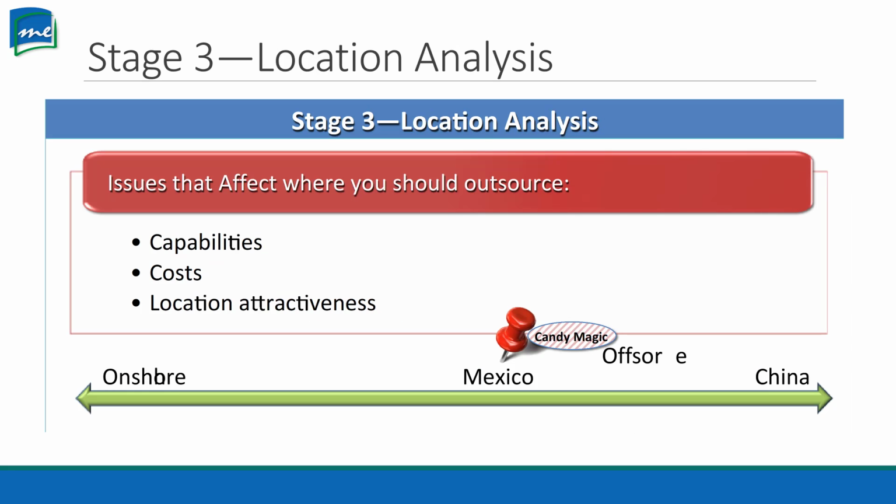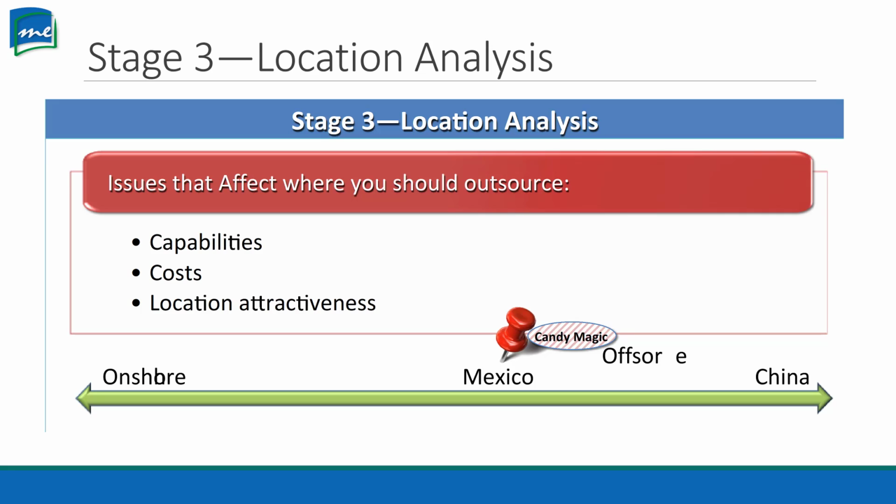So let's say we chose to outsource. We need to figure out where we're going to outsource. We can onshore or offshore. And here we have Mexico and China on our chart. We're going to look at the locations' attractiveness, their capabilities, and the cost of these locations. And Candy Magic appears to be looking at Mexico.